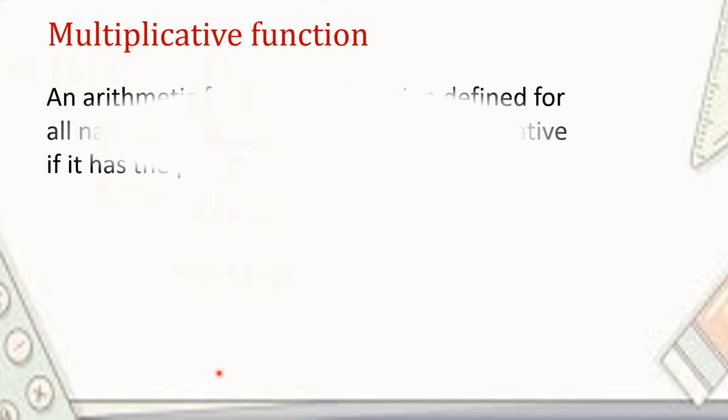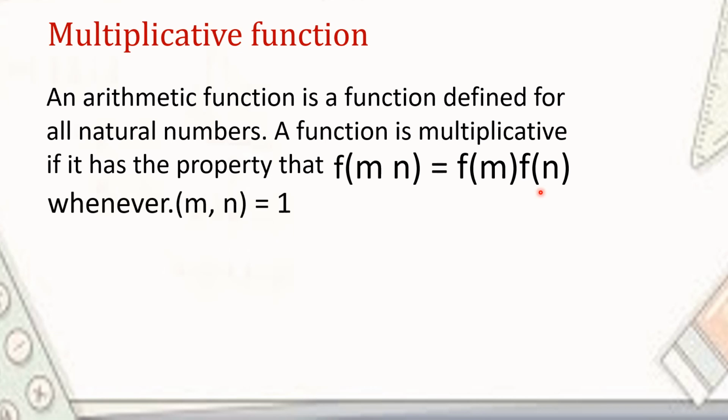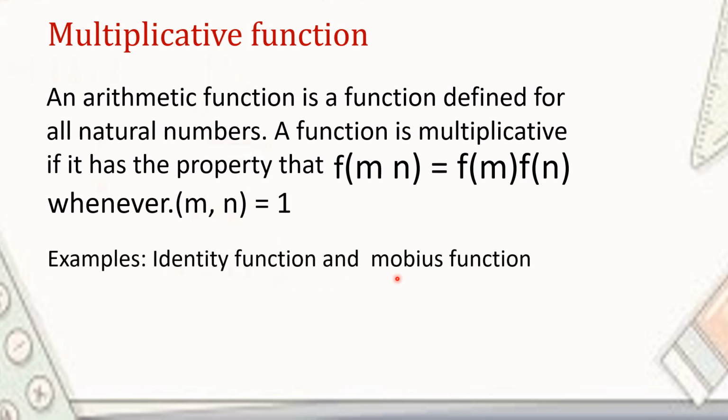Hope you have understood what the identity function and Mobius function are. Now let us dive into our topic, that is the multiplicative function. What is a multiplicative function? A multiplicative function is also an arithmetical function defined for all natural numbers. A function is said to be multiplicative if it satisfies the property that f of m into n is equal to f of m into f of n whenever GCD of m and n is equal to 1, or m and n are co-prime. Examples: identity function and Mobius function.